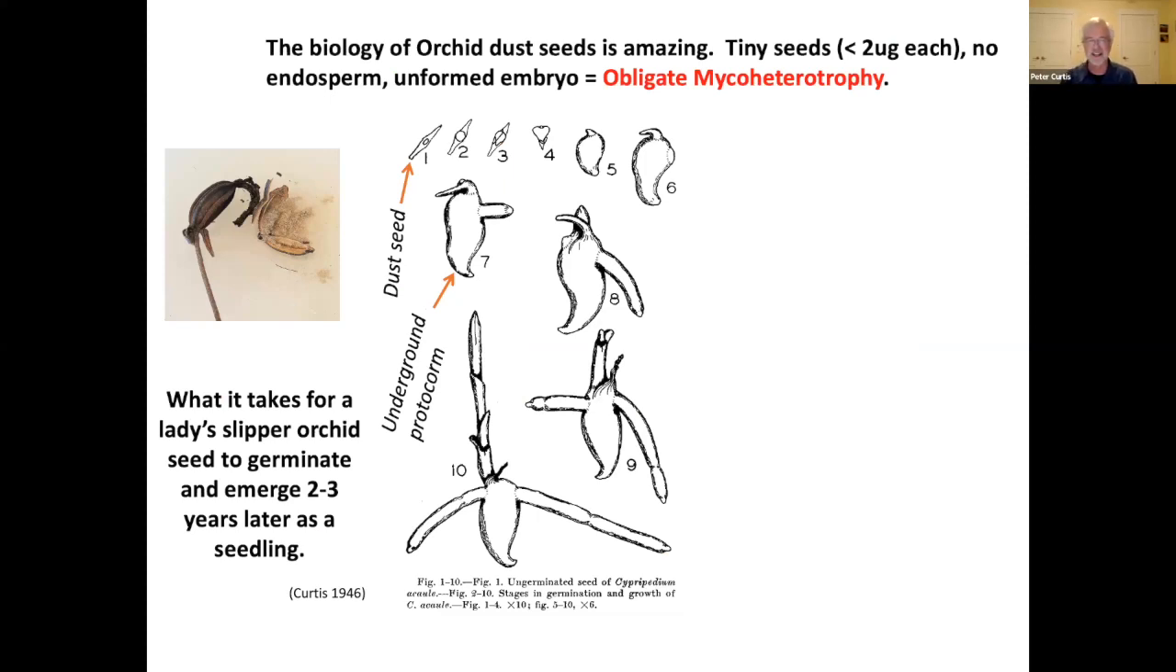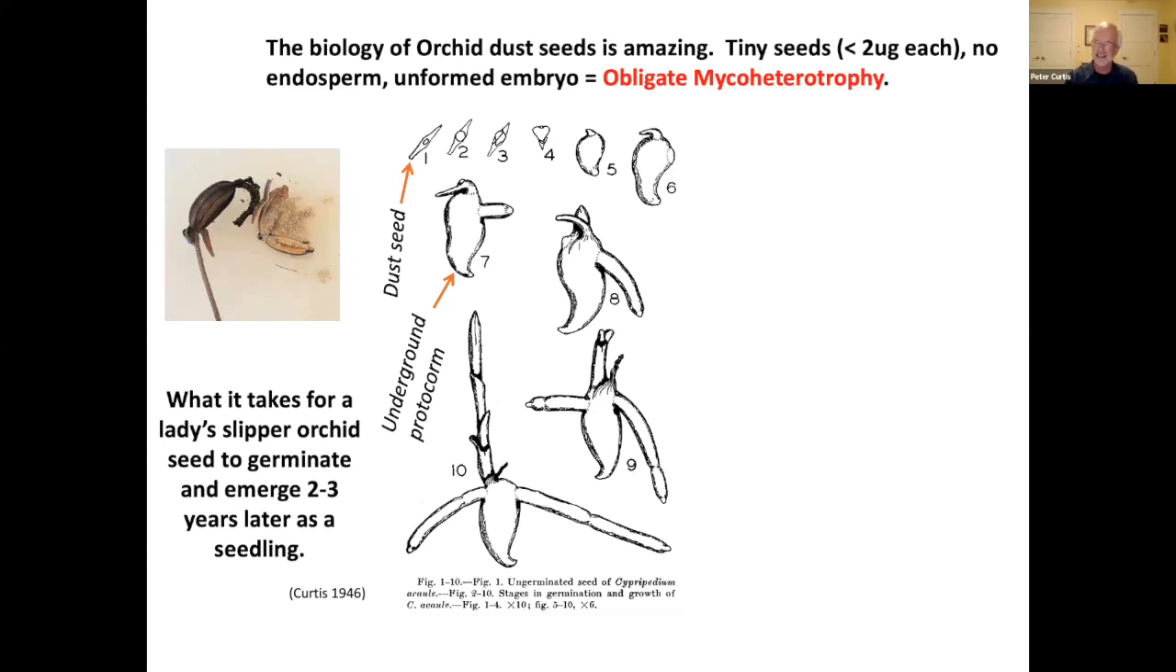Once the plant is pollinated, fruit is formed, seeds are produced. These seeds are incredibly small. We call them dust seeds. They're less than 2 micrograms each. A given capsule here might produce 40,000 of these tiny, tiny dust seeds that are obligate on a fungal symbiont. So for them to even germinate, let alone grow, they need to find the appropriate fungal symbiont in the soil.